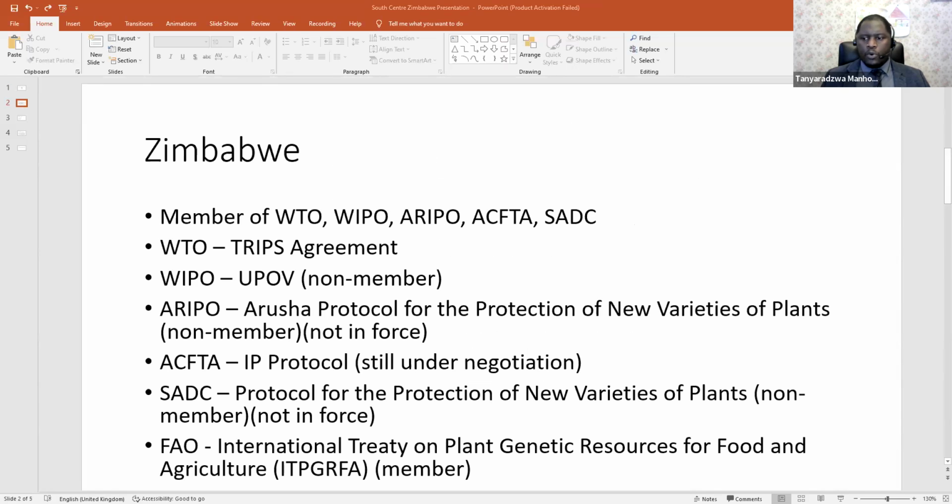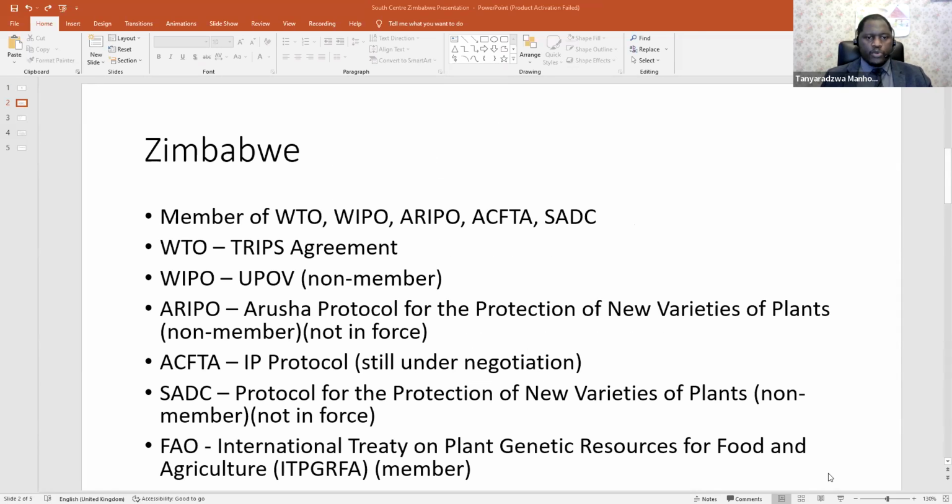Okay, so for Zimbabwe, we are a member of a number of organizations which have a number of international treaties which relate to plant breeder protection. The first one being the WTO with the TRIPS Agreement, WIPO, we have the UPOV system. Of course, we are not a member, but we are an observer, and we do continue to observe the process.